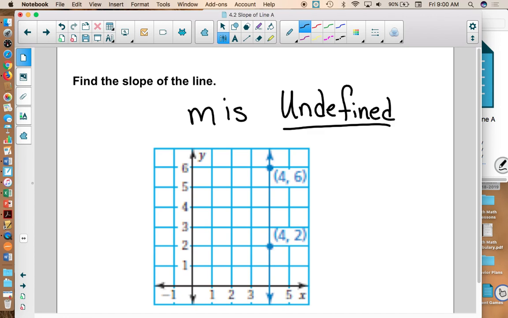Okay, I guarantee you this is a test question. I guarantee you the horizontal and vertical line information are test questions. A horizontal line will always have a 0 slope. If it's horizontal, it's always going to be a slope of 0. If it's vertical, it's always an undefined slope. Both of those are test questions. Guarantee it. Okay?